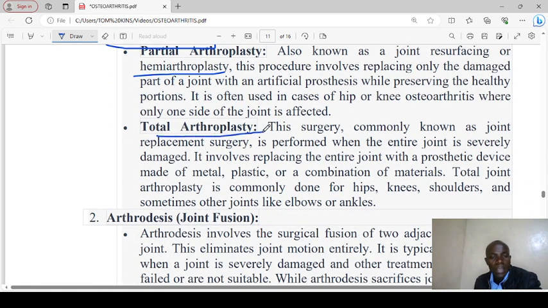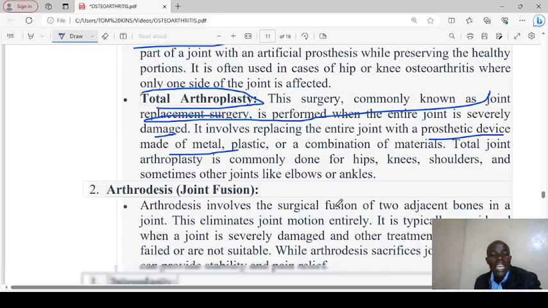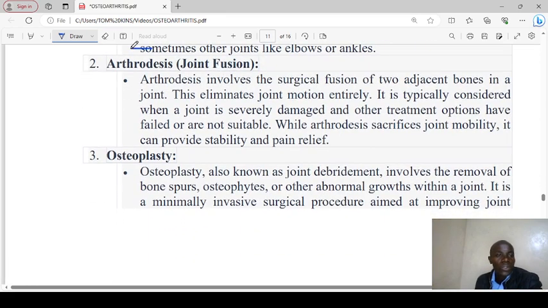Whereas total arthroplasty, this is also known as joint replacement. Okay, joint replacement is performed when the entire joint is severely damaged. It involves replacing the entire joint with a prosthetic device made of either metal, plastic, or a combination. So total joint arthroplasty is commonly done for the hips, the knees, the shoulders, and sometimes other joints like the elbow or the ankles.